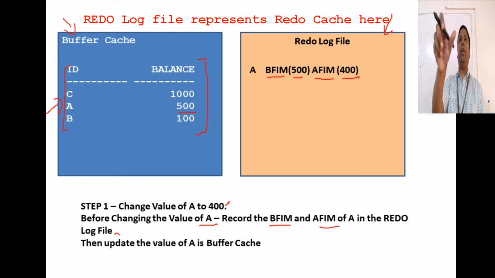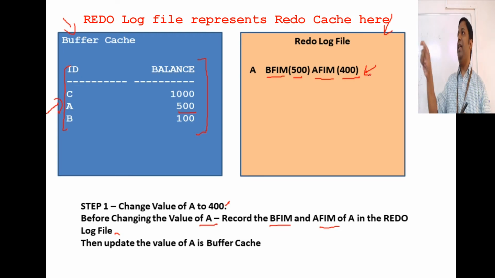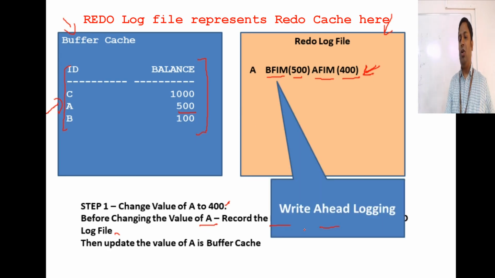So before changing the buffer cache, I'll write it to my redo log file. You understood this? Before the system makes a change in the cache, it's going to have a copy of that in the redo log file. This kind of logging is called write-ahead logging. Before I make a change, I will log the changes in the redo log file. You call that write-ahead logging. And after that, I should go and change the value in the buffer cache. See, now it is being changed from 500 to 400. After logging, I'm changing, so I'm calling that write-ahead logging.